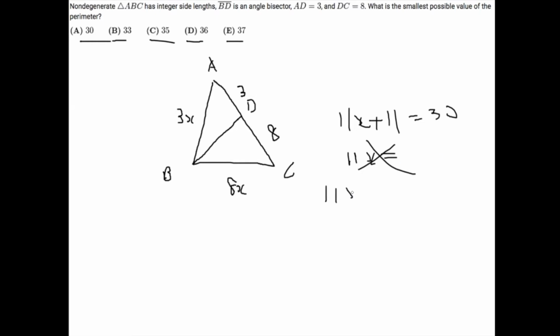If 11x plus 11 is 33, this works because x is 2 here, and 2 times 3 is 6, 2 times 8 is 16. Just to be sure, we can check this with the triangle inequality. And we have 6, we have 16 here, and we have 11 here. And this does satisfy the triangle inequality because 11 plus 6 is 17, which is more than 16. So our answer is B.